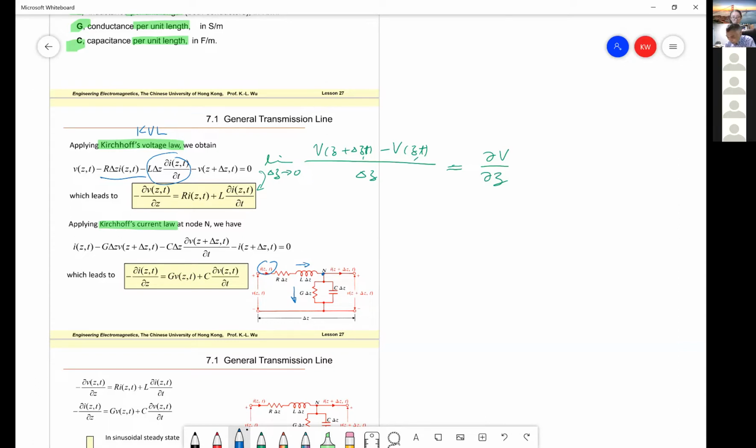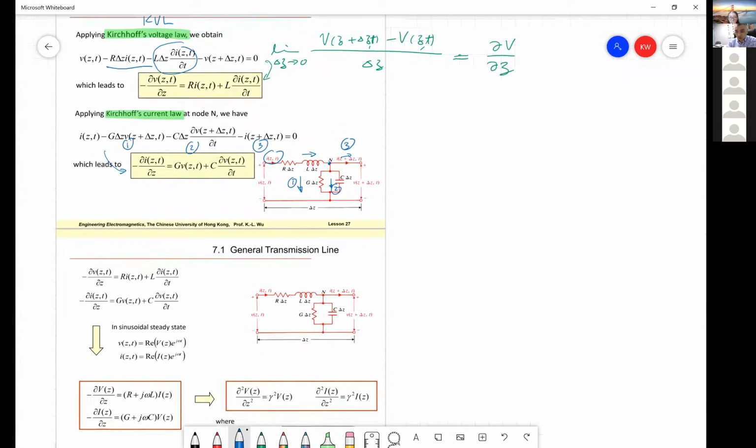Okay, we have another current. So we have three currents. The first current goes through inductance. This is the first one. The second current goes to the capacitance, the second one. This is the third current. Again, we can generate another differential equation.